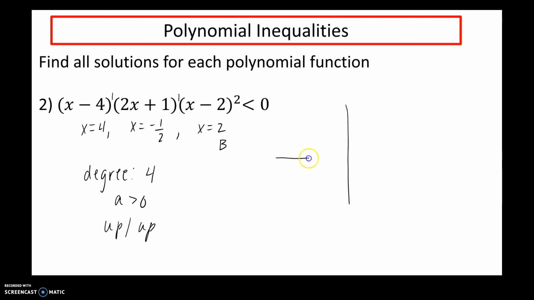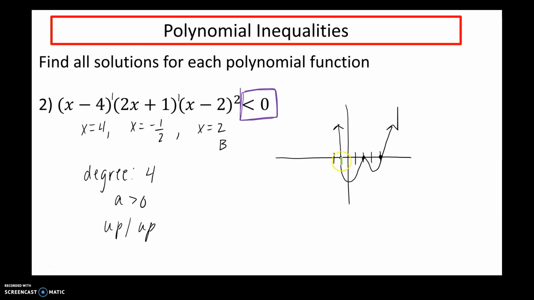All right, so I'm going to graph my x-intercepts, 4, 2, and negative half. So now I start up, I cross, I bounce, and then I cross at 4. So my end behavior is correct, okay? 2 is the bounce point, so I stay in the negative region. And now I go back to my inequality. I'm looking for where all my y values are less than 0. Notice it cannot equal 0.